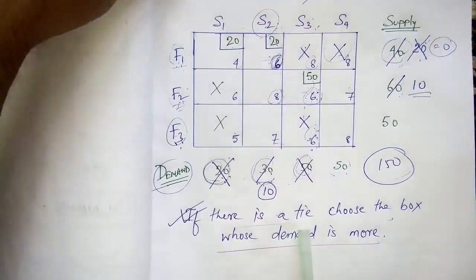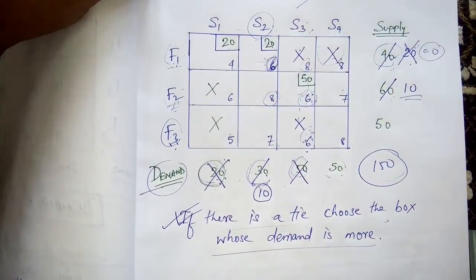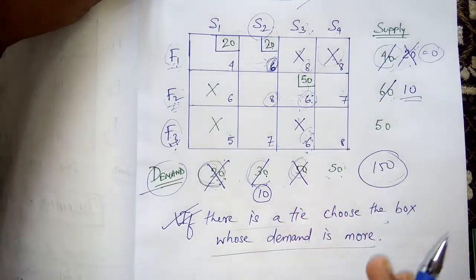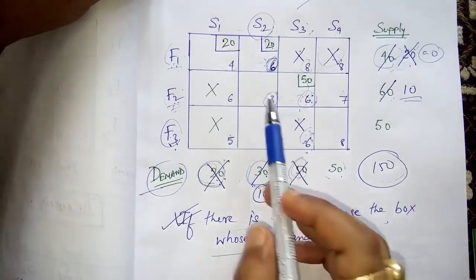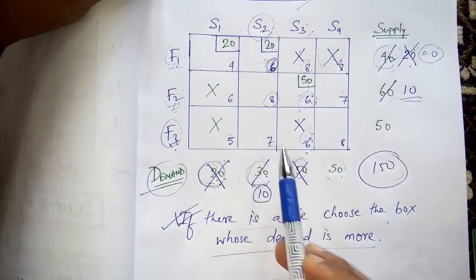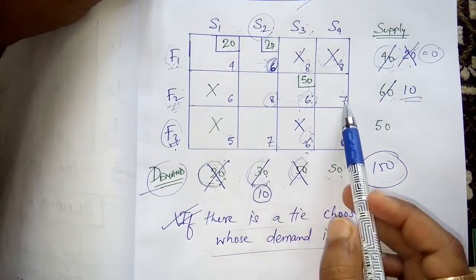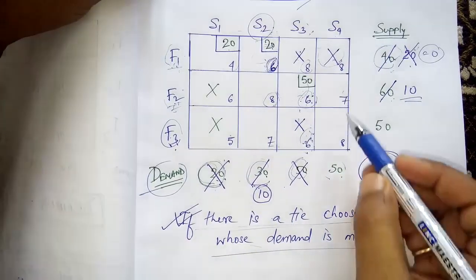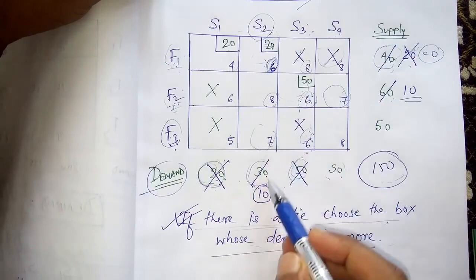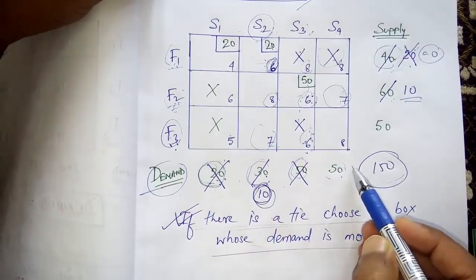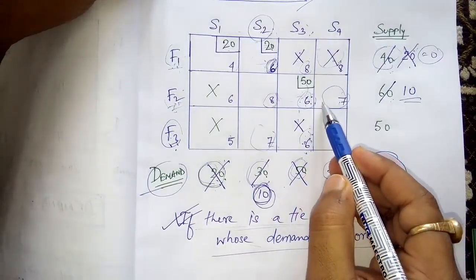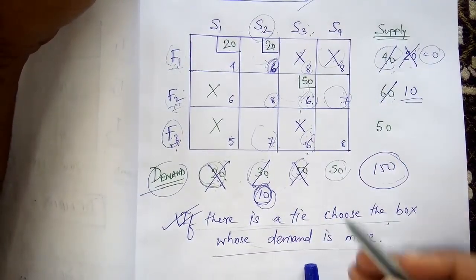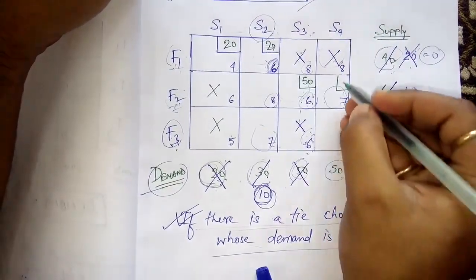Okay. Now next, see the box which contains the least cost. This and this, which contains the least cost? 7 and 7. Again there is a tie. But what I have said, if there is a tie, choose the box whose demand is more. This box and this box, its demand is 10 now and its demand is 50. So first I will fulfill its demand. Okay, understood.